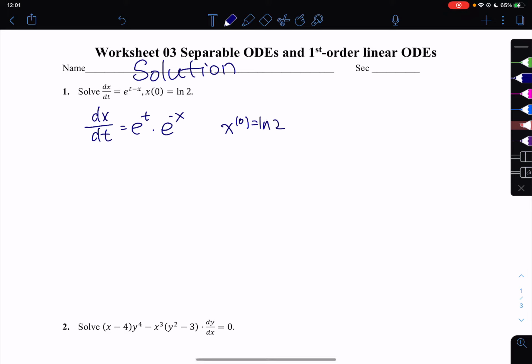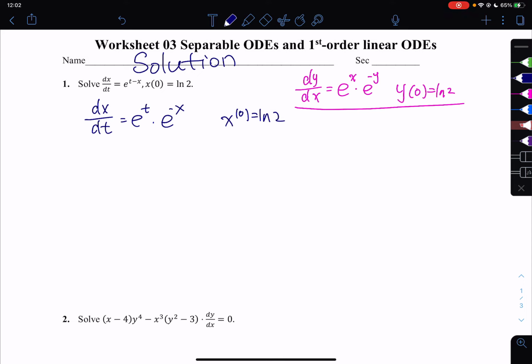If you are not super comfortable with the variable here, you could have changed it systematically into something that you feel comfortable with. So it's e to the x, e to the negative y, and y0 is ln 2. It's up to you, but let's continue solving that problem. We want to put all the x terms to one side, and all the t terms to the other side. So what I end up with is to integrate them.